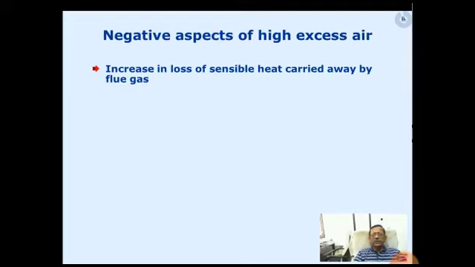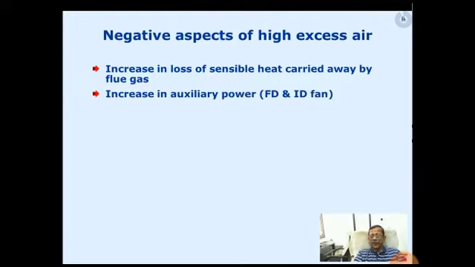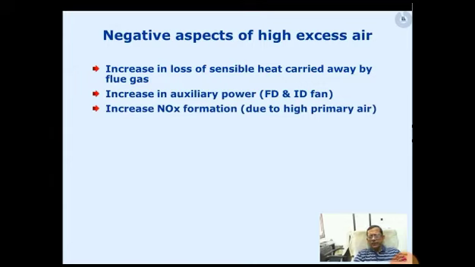Again, when you are using more than the required air, that means we are using more PA, more FD, right? And in case of a balanced draft furnace, the ID has to evacuate more gas. So both the FD and ID fan auxiliary power is going to increase in case of high excess air. The third problem is the formation of pollutants. We have discussed that particularly in case of high primary air, there will be more chance of NOx formation as well as SO3 formation.